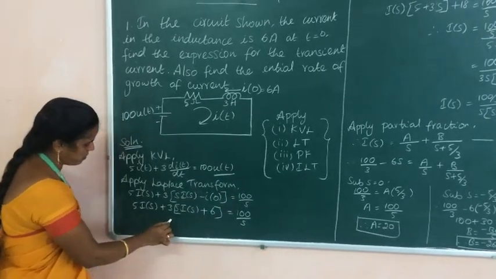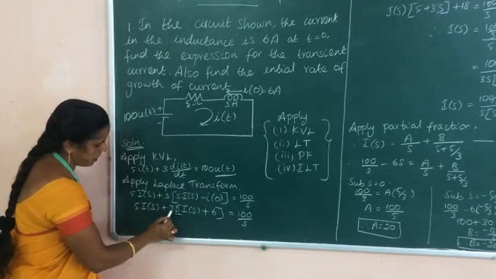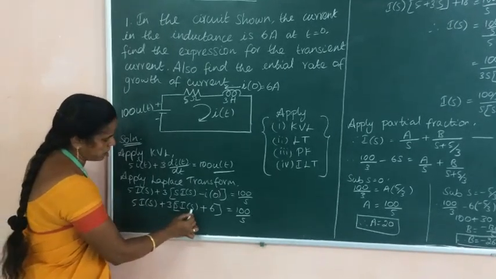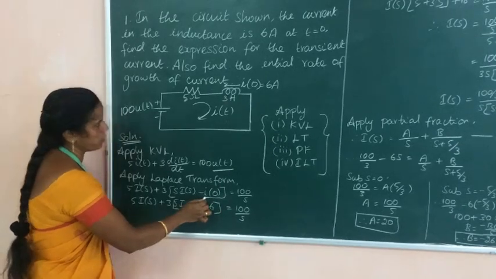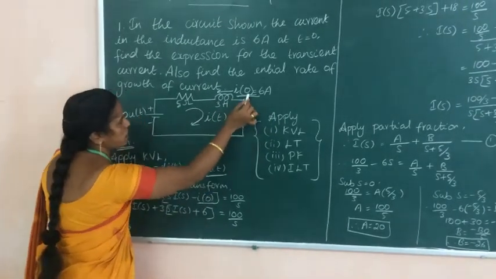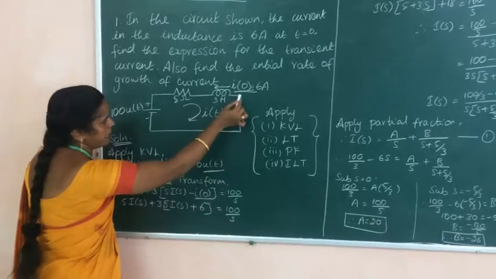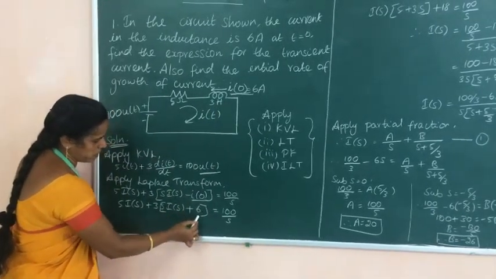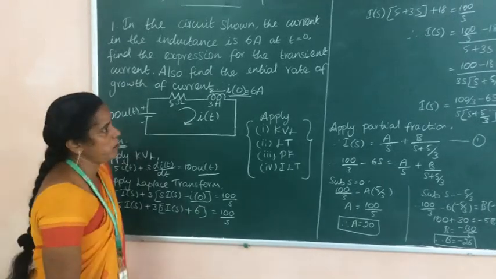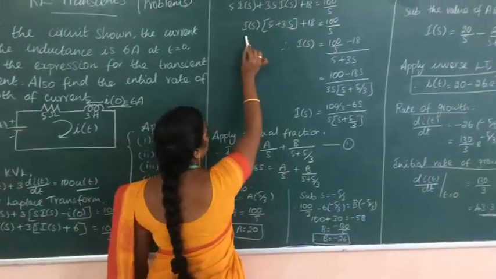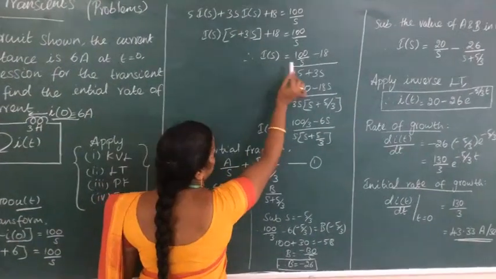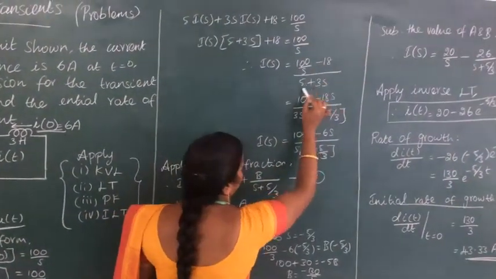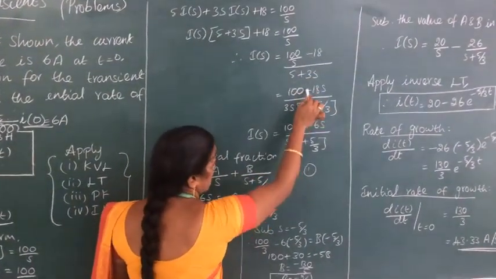We have to simplify this. So 5 into I of s plus 3 into s into I of s. If you substitute the value for I of 0 from the given problem, I of 0 is equal to 6 ampere. Since the direction is reversed, you will be getting minus 6, and minus of minus is plus 6. If you simplify again, I of s you will be getting as 100 by s minus 18, divided by 5 plus 3s.